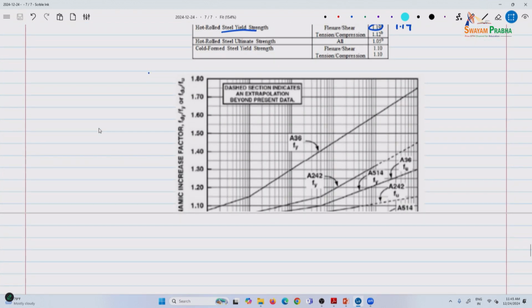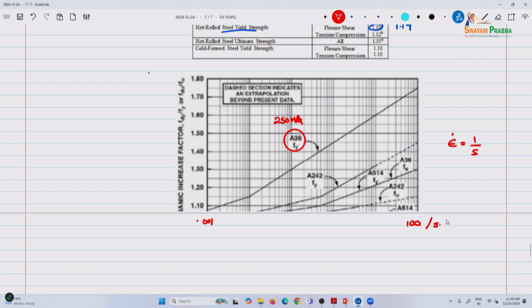Okay, so this is dynamic increase factors for different types of steel. A36 steel, this is equivalent to your 250 megapascals, and your A992s. So here you see this is the dynamic increase factor, and here the strain rates. This is starting from 0.001, and it only goes up to 100. So the strain rate is units of 1 per second. So this is 100 per second.